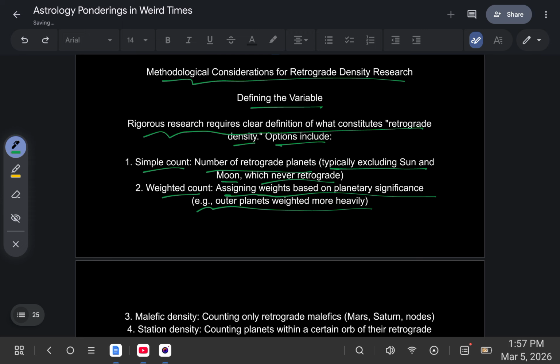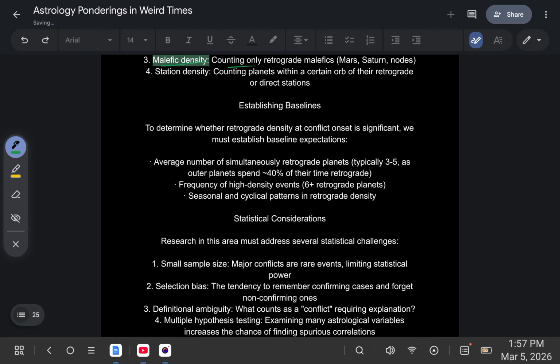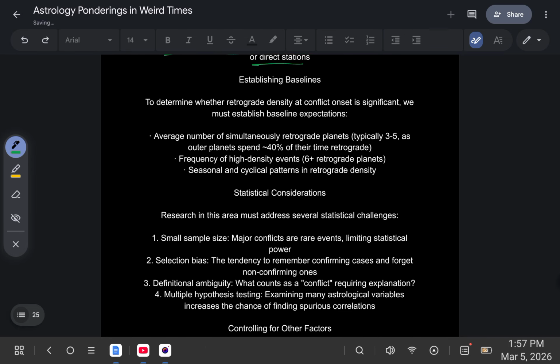For example, outer planets weighed more heavily. Malefic density, counting only retrograde malefics, Mars, Saturn, nodes. Station density, counting planets within a certain orb of their retrograde or direct stations.